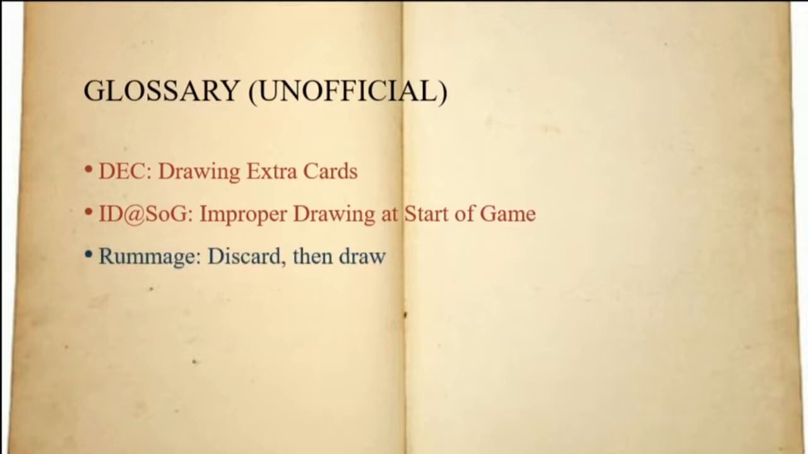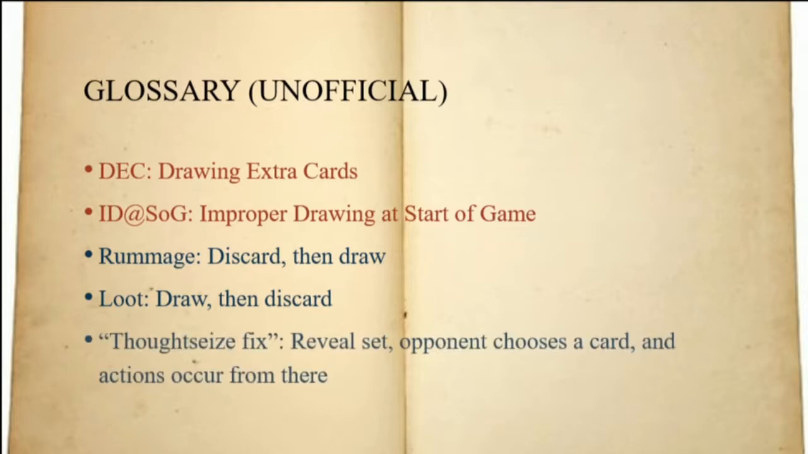The unofficial term that you'll see is rummage. Based off of Rummaging Goblin, it is where you discard a card, then draw a card. You have loot, which is from Merfolk Looter, where you draw and then you discard. And the last thing is the unofficial term called Thoughtseize Fix. This one is very important. If you forget everything else on here, remember this one because it will be referenced a lot. It is where you reveal whatever the hidden set is, the opponent chooses a card, and any actions are done from there. All of these are available on your front page of your handout.